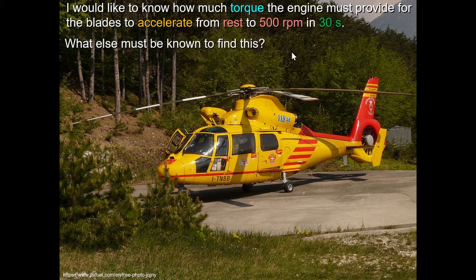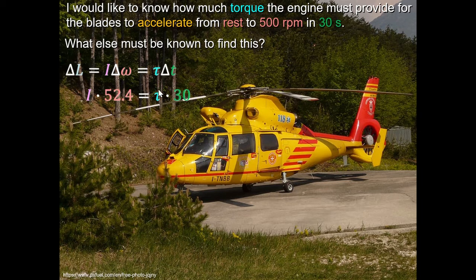And my question here is, what else must be known for me to find this? Well, the change in angular momentum should equal the angular impulse. And I know the change in angular velocity, although because I don't have angular velocity on this side and this side, I need to be careful with my units. So I did convert revolutions per minute into radians per second. Radians per second is our MKS unit.